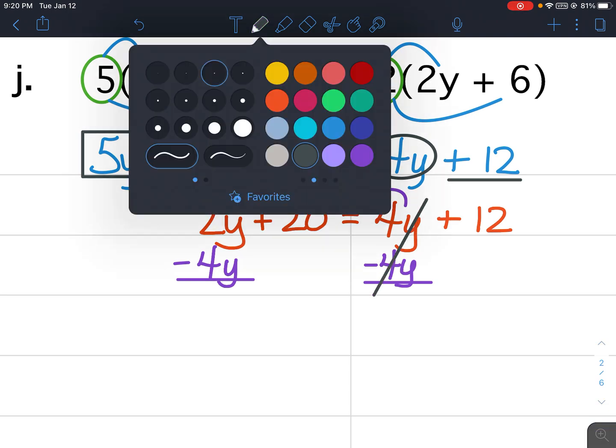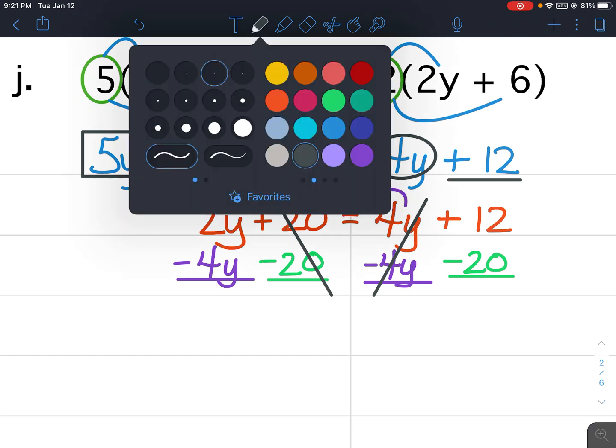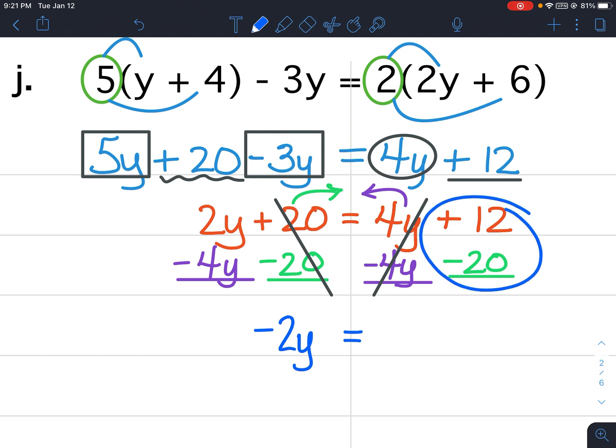All right. Since I took my variable to the left, I now need to take my constant to the right. It's positive 20, so I subtract 20 from both sides. And now my constants can cancel out. 2y minus 4y is negative 2y. 12 minus 20 is negative 8.